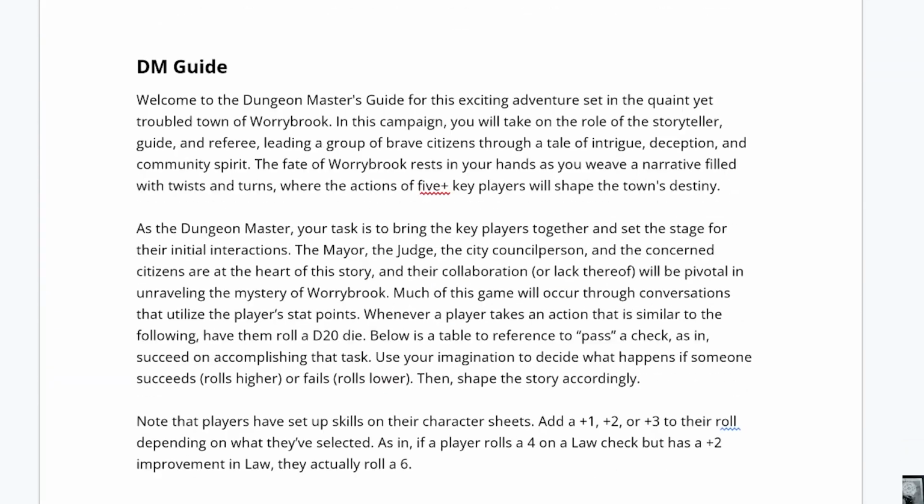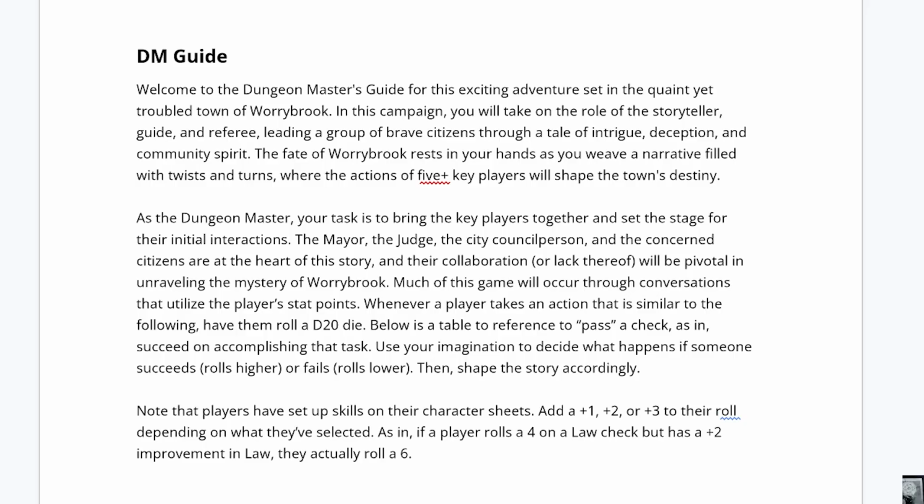Then there's the DM guide. This is where it started to really hit me just how much work this is. I forgot I have to instruct the DM on exactly what it is they do as a DM.